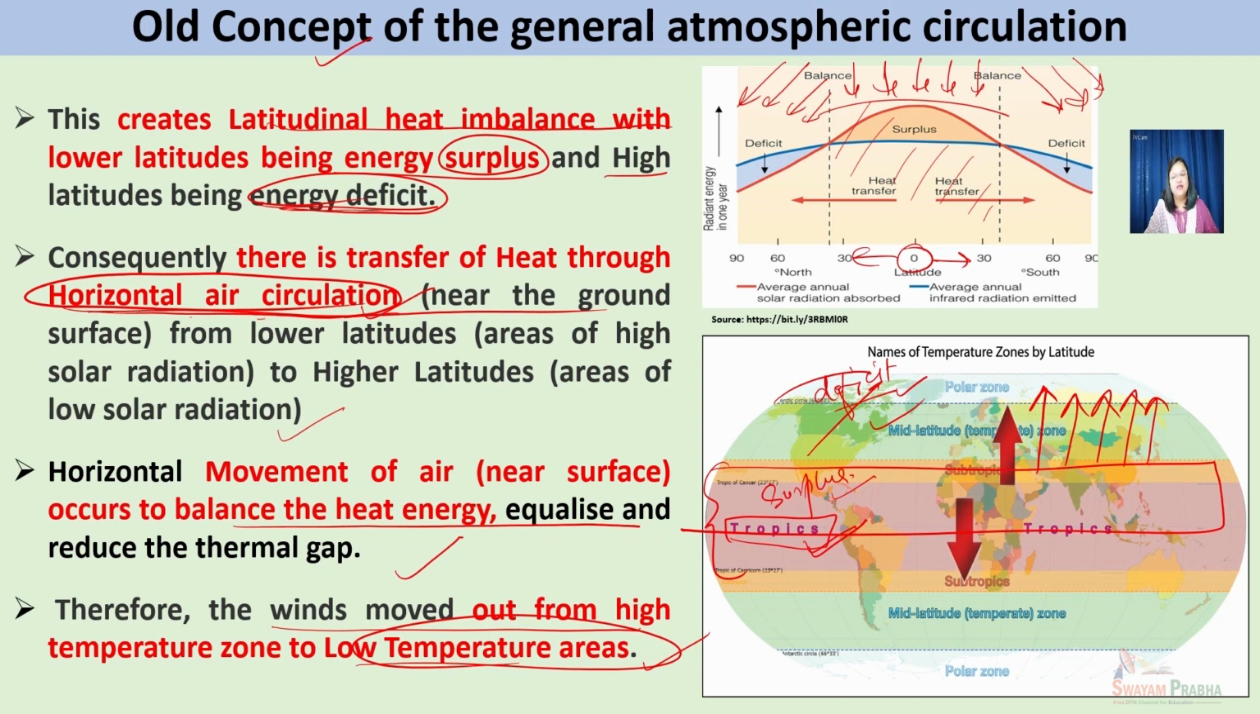So the old concept was a very simplistic version of what we have today in terms of the atmospheric circulation system, because it just considers the horizontal movement of air, and that too in a very simplistic version. It does not consider factors like Coriolis force and rotation of Earth. So it simply defines general circulation as the horizontal air circulation near the ground surface from the energy surplus regions or lower latitudes towards the energy deficit regions or higher latitudes in order to counterbalance, in order to equalize the temperature conditions for the entire Earth.